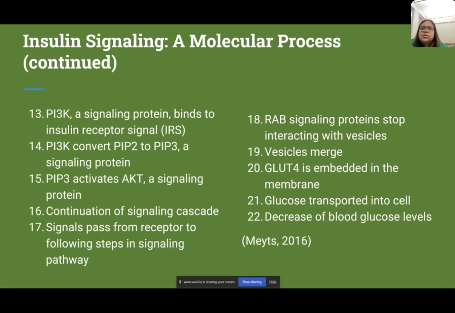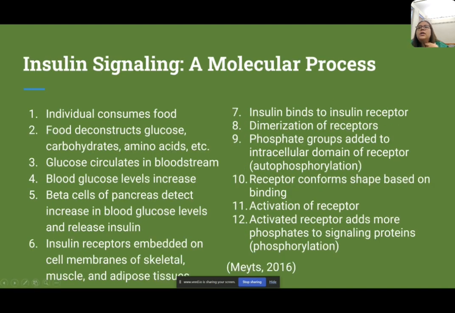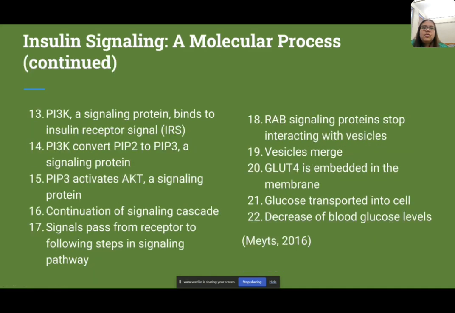So let's go back to the steps. So an individual would consume food. The food would deconstruct to glucose, carbohydrates, amino acids, and then specifically for insulin signaling pathways, the glucose would circulate in the bloodstream, causing the blood glucose levels to increase. So the beta cells of the pancreas would detect increase in blood glucose levels and release insulin to bring those levels down. Now, the insulin receptors that are embedded on the cell membranes would be present in skeletal muscle and adipose tissues. For insulin, it would bind to the receptor, so then it would dimerize.